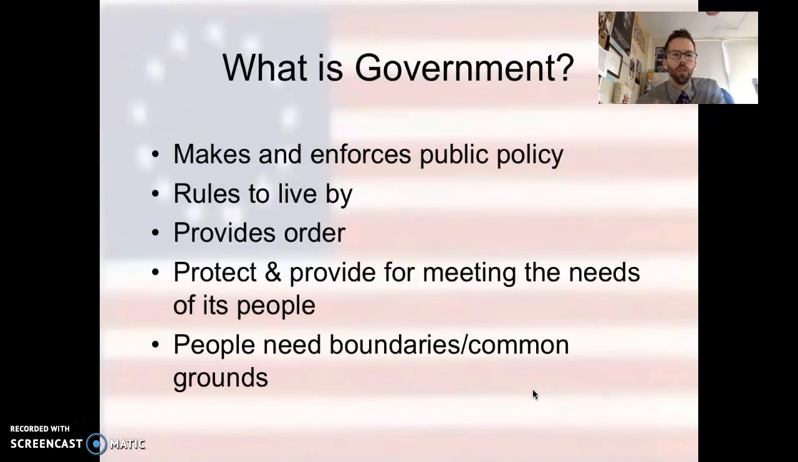Okay, so we looked at this in class: providing order, protecting citizens, trying to look out for the common good, enforcing policy, and really rules to live by. You know, students always say anarchy sounds pretty good. Yeah, I don't think so. And we'll talk about why we need a government. But really the role of the government, how far it should go, is really up for debate even to this day.